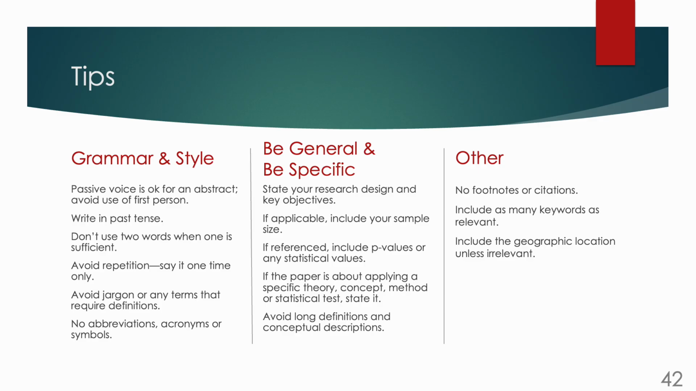If the paper is about applying a specific theory, concept, method, or statistical test, state it. These could be important keywords. Avoid long definitions and conceptual descriptions. Some other tips. No footnotes or citations. Include as many keywords as relevant without jargon and without being too inaccessible. And then include the geographic location unless it is irrelevant.